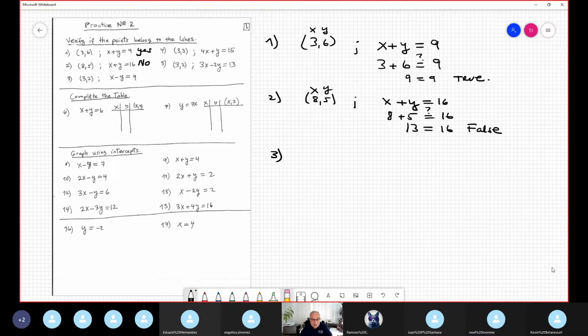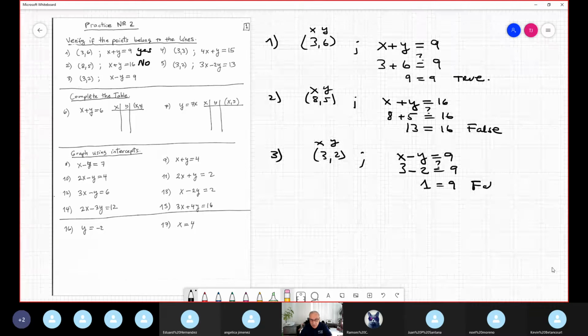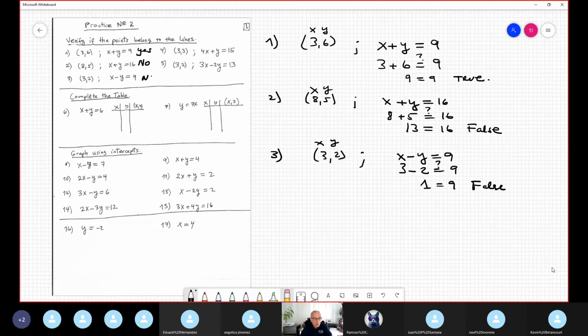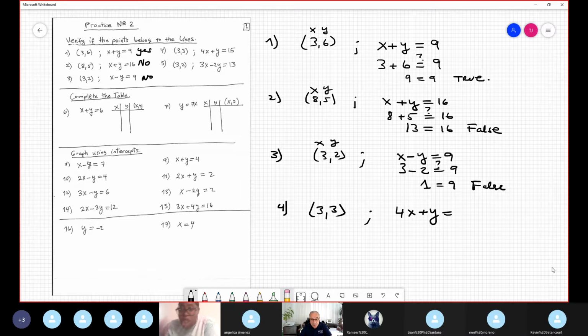Okay, number 3 is the point (3,2). The line is x minus y equals 9. This is x, this is y. Substitution: 3 minus 2 should be 9. 1 equals 9, completely false. The answer is no. Number 4 is (3,3). It's a given point. The given line is 4x plus y equals 15. This is x, this is y. So 4 times 3 is multiplication, plus 3 should be 15.